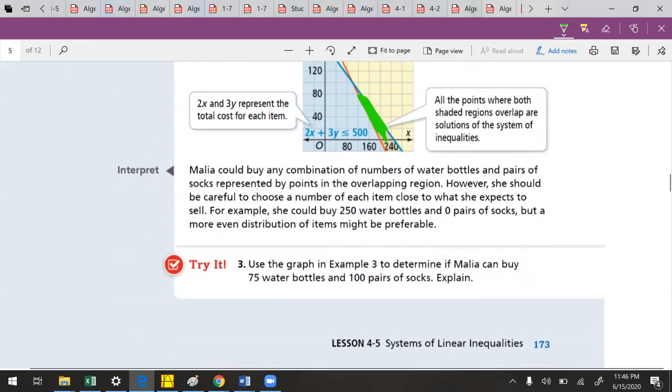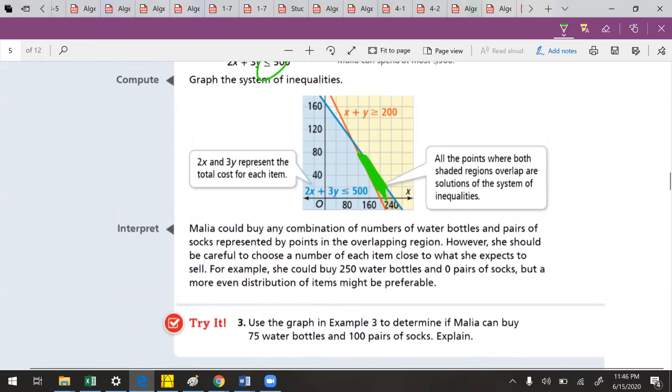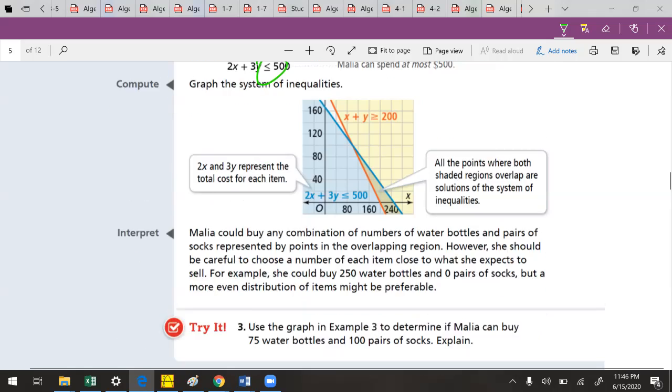So use the graph in example 3 to determine if Molly can buy 75 water bottles and 100 pairs of socks. Well, here's 75 right here for water bottles, and then 150, it does not look like it. So anything in that region is not going to work. It's got to be between about 200 and 240 water bottles, and around 0 to close to 100 socks combined. Anything less than that and more than that cannot work because she's limited to 500 bucks.